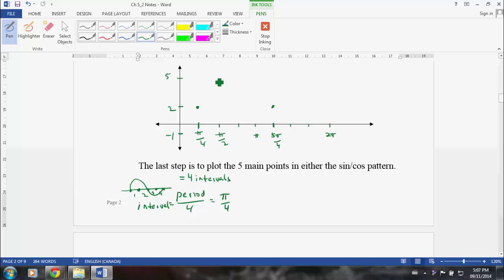So I start here, that would be my second point, back down to here, down to my minimum, which is over here, and then back up again. So now I'm ready to make my sketch. Okay, and then I have my nice shape here. So that's really enough to sketch it.